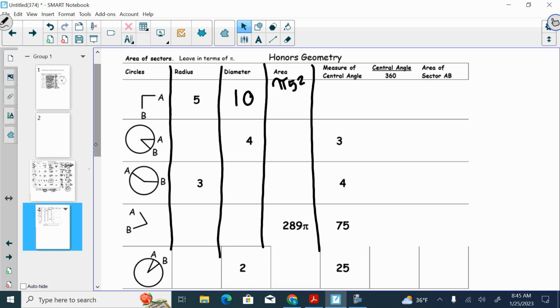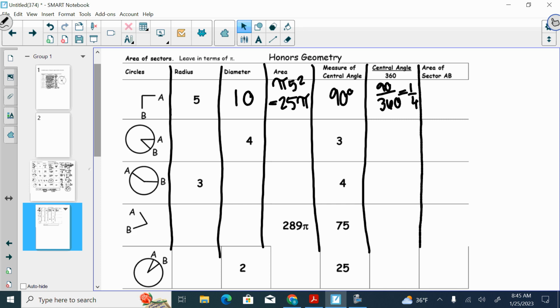And we're going to leave it in terms of pi. So what is that going to simplify to? Good. Okay, then for the measure of the central angle, they said it was 90 degrees, right? So for this portion, I would have 90 over 360, which again is going to simplify to 1/4.